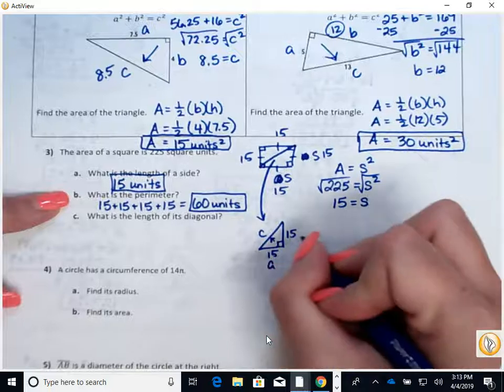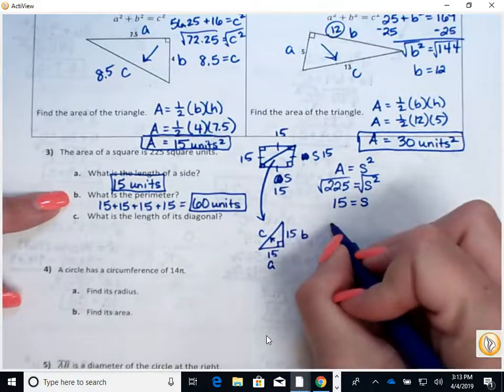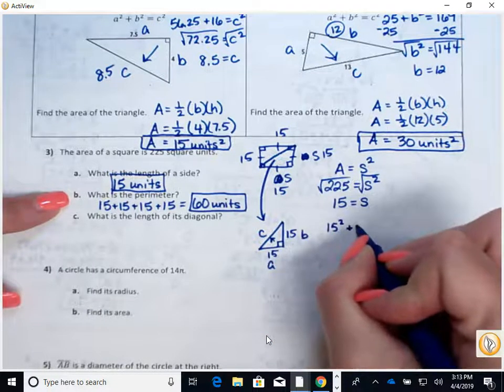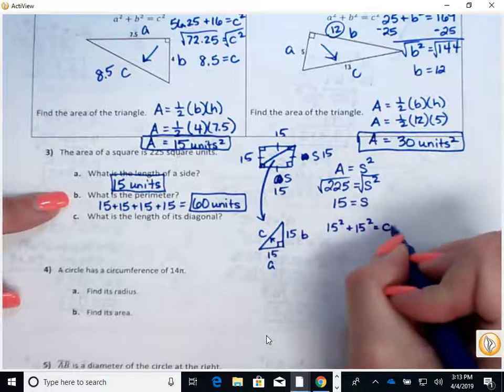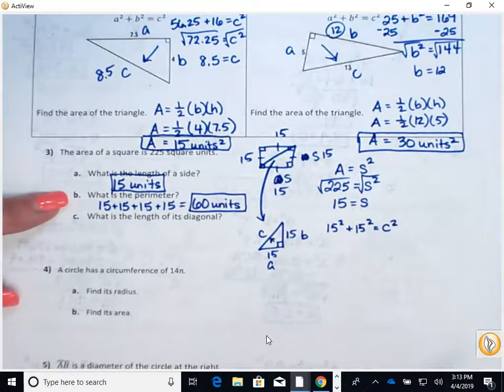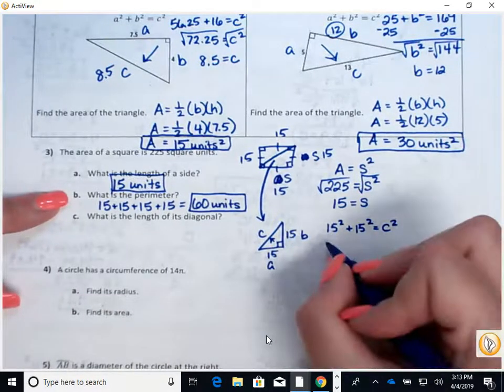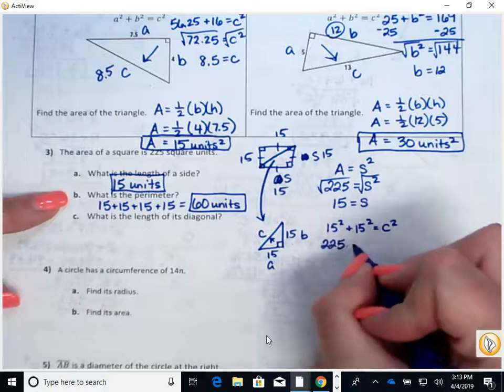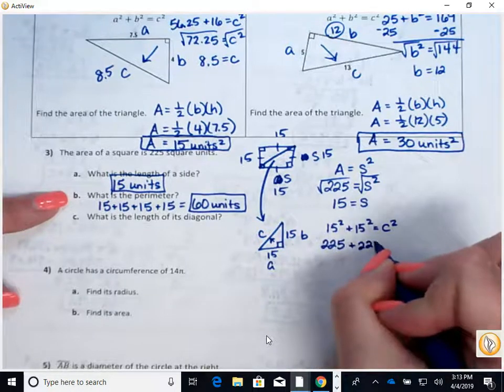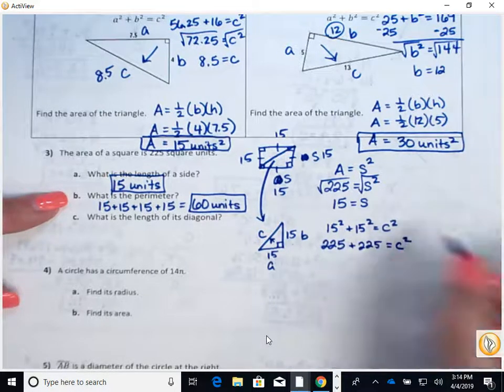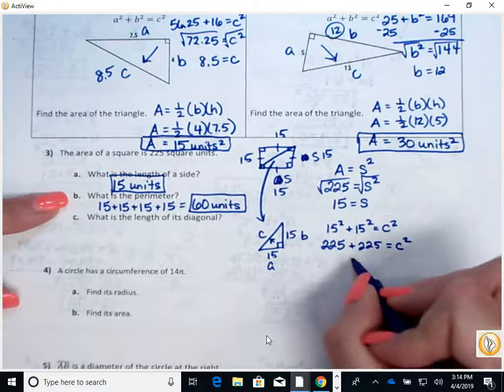So I can make this my A, this my B. And so we get 15 squared plus 15 squared equals C squared. And then we just solve. So we know 15 squared is 225 plus another 15 squared is another 225. Add those together, we get 450.